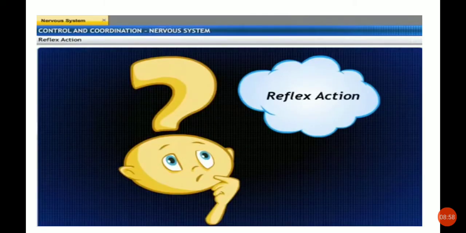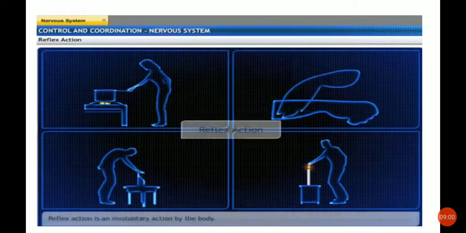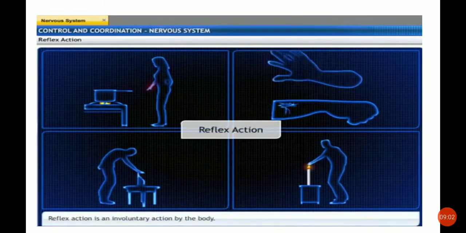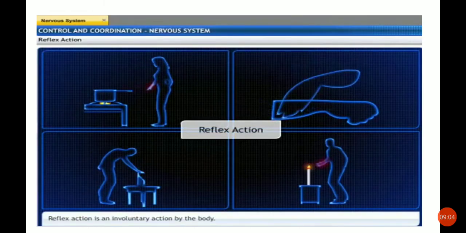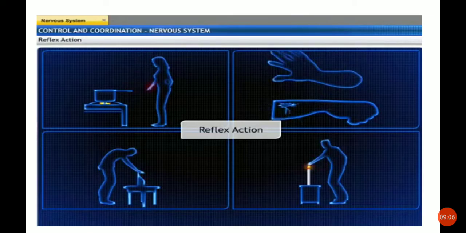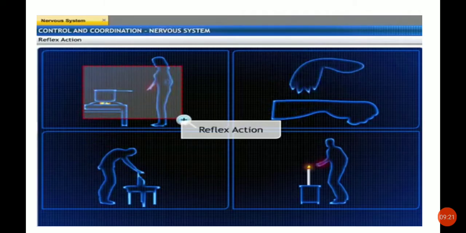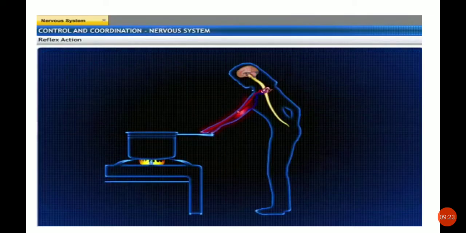Have you heard of the term reflex action? Reflex action is an involuntary action by the body. We use the word reflex to describe a sudden action in response to something in the environment, which is done unconsciously and is not a controlled reaction. So, how do we control and coordinate our hand to move away from the heat?